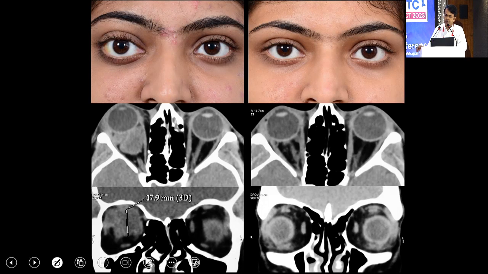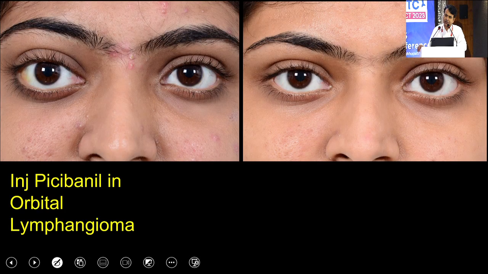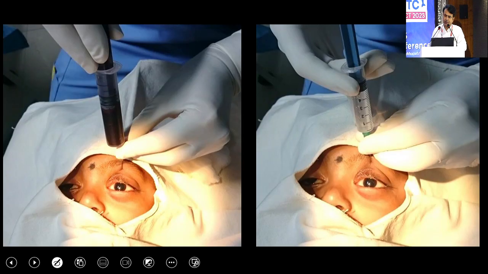In such a situation, we would use picibanil and not bleomycin because we are injecting right next to the optic nerve in the intraconal space. You can see nice tumor clearance over 3 injections, and she has actually got the cosmesis that she always wanted. The tumor may not always completely go away, but sclerosis is enough for her not to remain symptomatic.